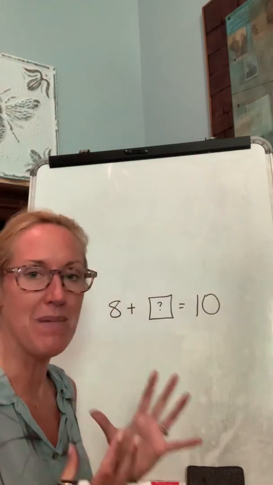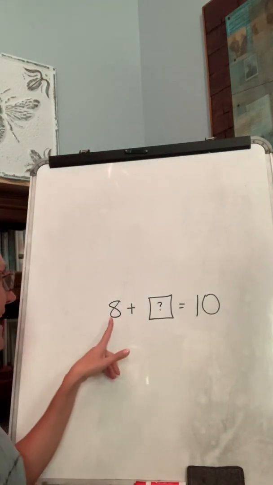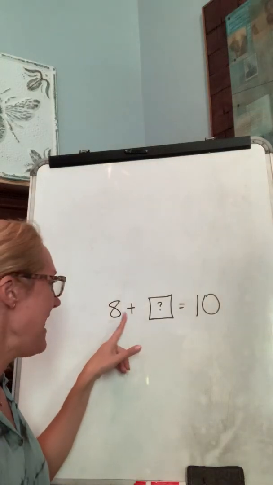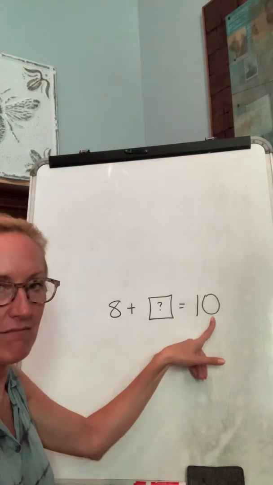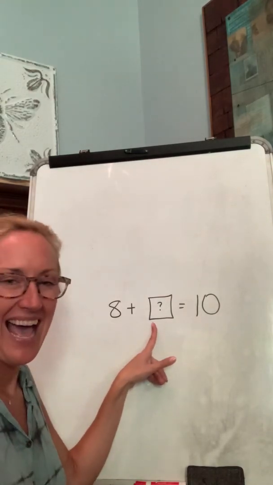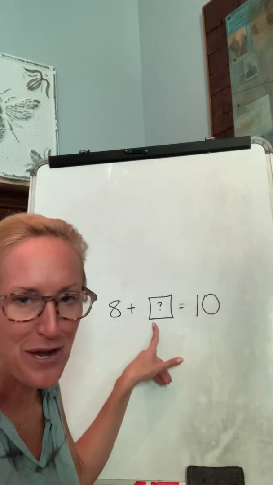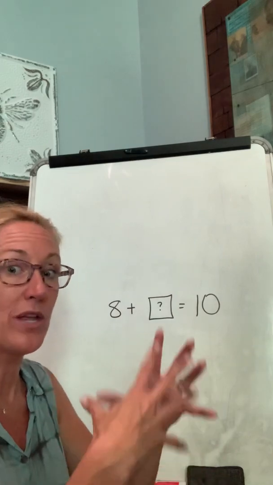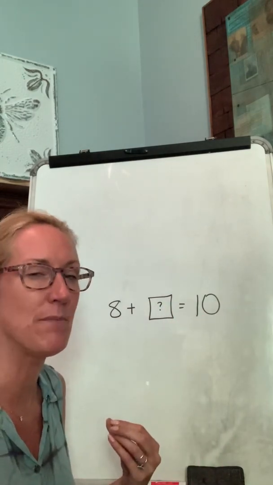So with missing numbers, you have to think about what we're doing here. If I have 8 stickers and I get some more, we're not sure how many, and I end up with 10, what is this missing number and how can I figure it out? I know you've already figured out it's 2. You guys are super smart. But I want us to see how we figured it out, so when we use bigger numbers and start to use multiplication and division, we can use that same strategy.